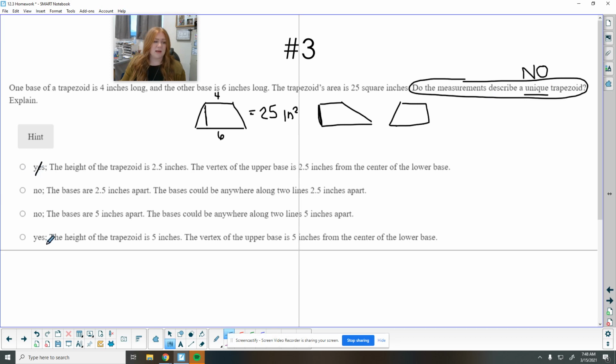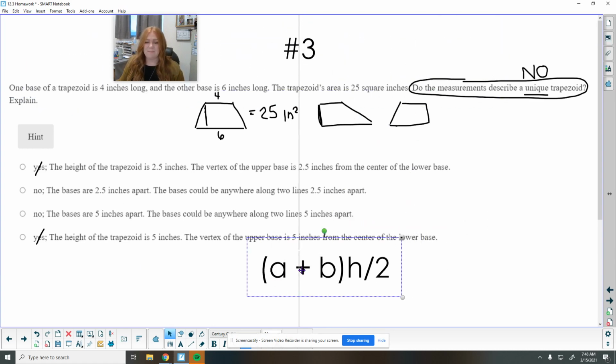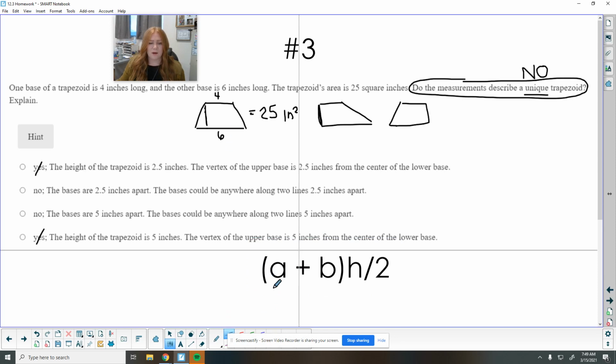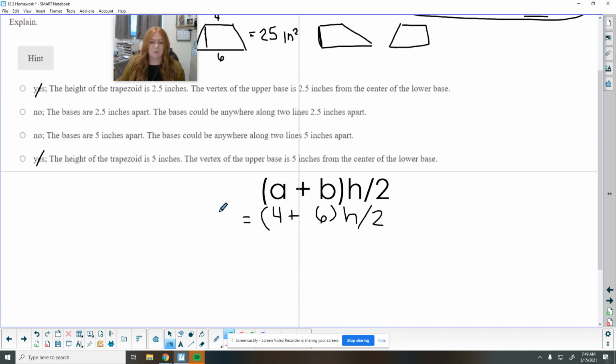So now we've got to decide how far apart these bases need to be in order to make this answer correct. So let's get our formula here. We know that base A is 4 and B is 6. We don't know the height, and then we're going to divide by 2, and that all equals 25.